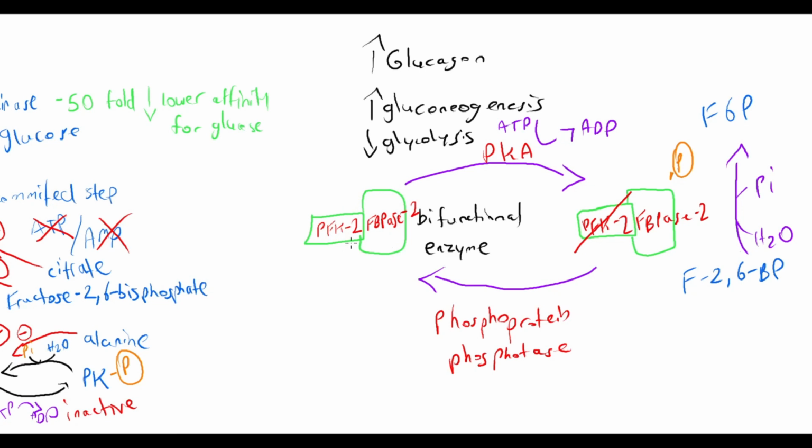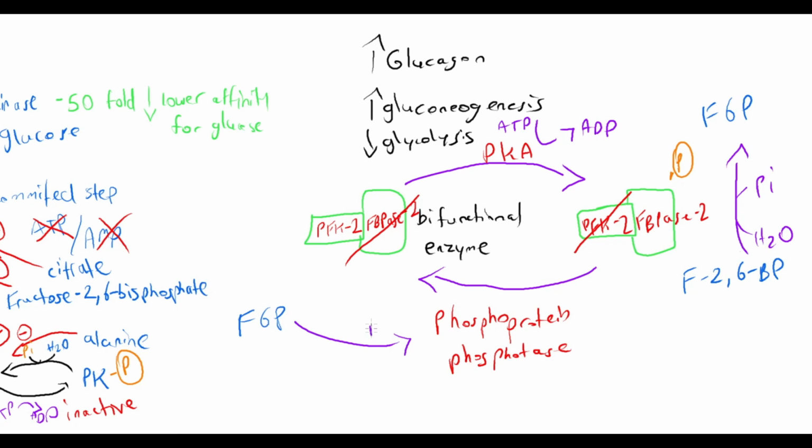So now you have PFK-2 and fructose bisphosphatase 2 without the phosphate group. And in this case, PFK-2 is active, fructose bisphosphatase 2 is inactive. And you guessed it. What does PFK-2 do? Well, it does the opposite. You have fructose 6-phosphate, right? And you have a lot of it because you have high amounts of glucose, which converts to glucose 6-phosphate and then to fructose 6-phosphate, right?